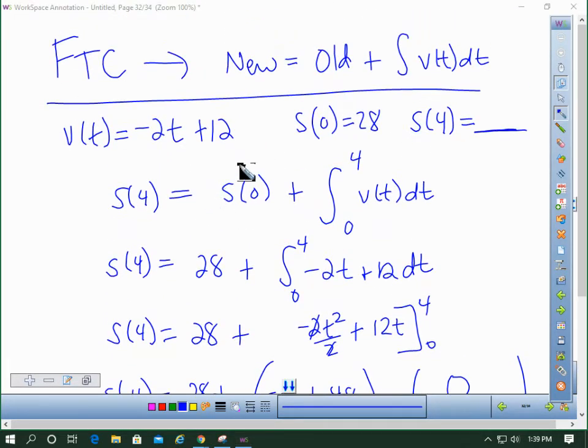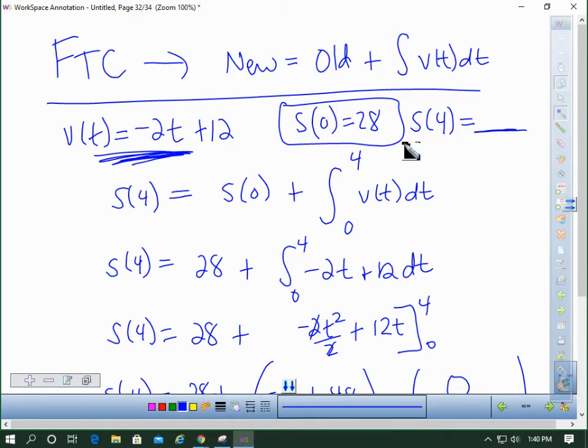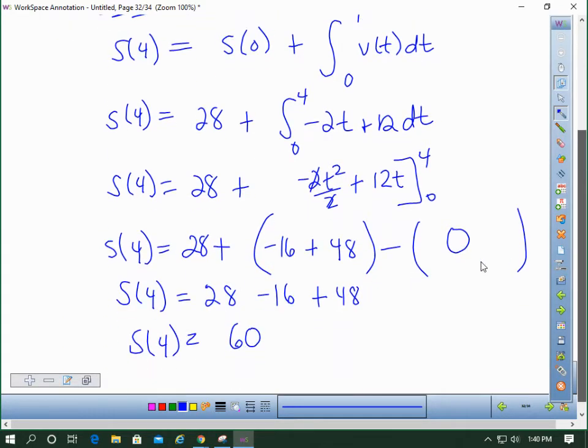So that's using this idea that I knew an initial amount and I knew my velocity, which is my rate at which I'm changing. So where am I at a new value? All right, so that's applying the fundamental theorem, writing it in a new way. And that's all you're doing.